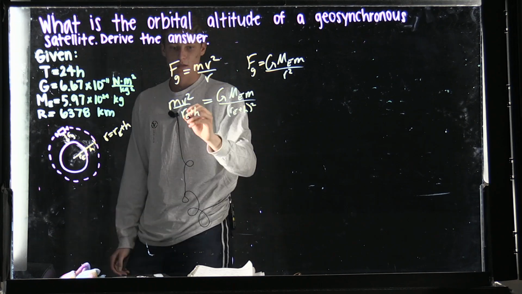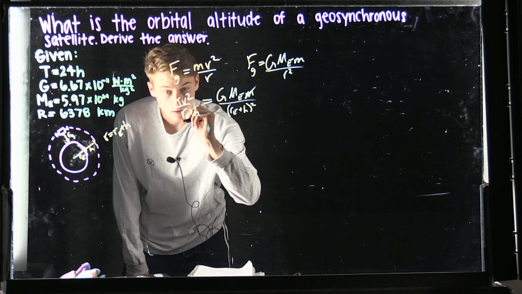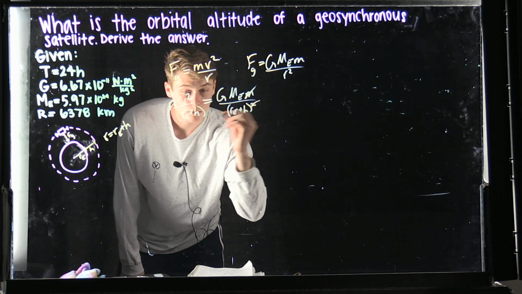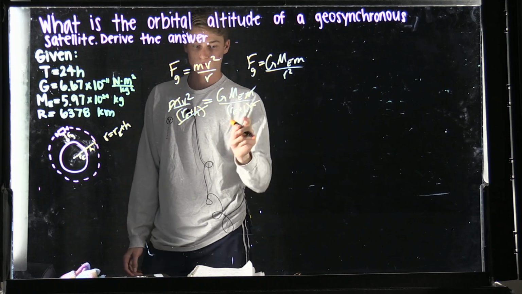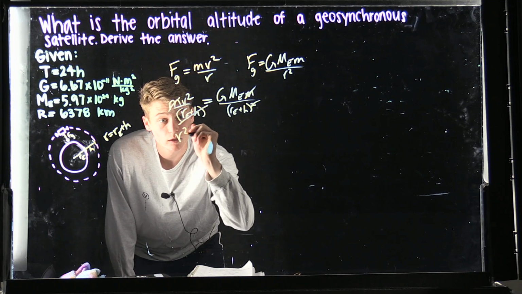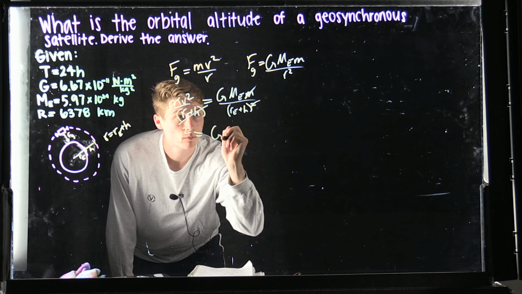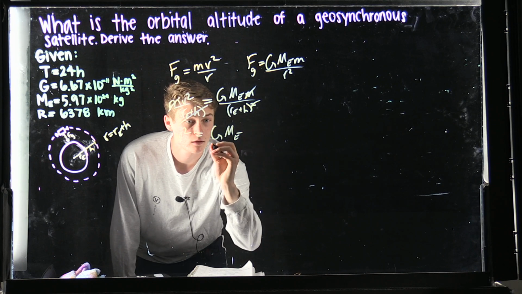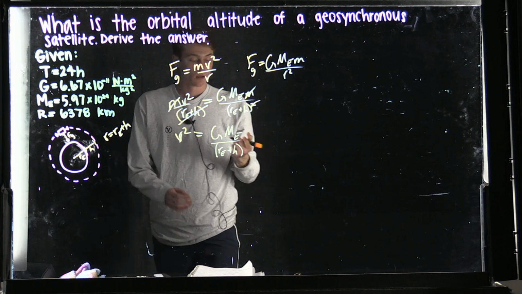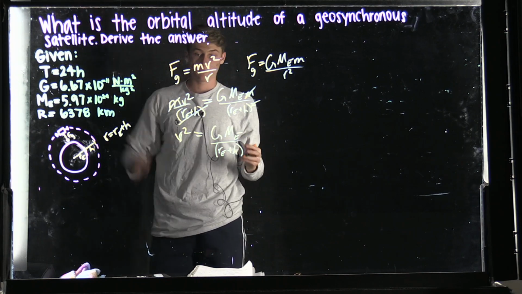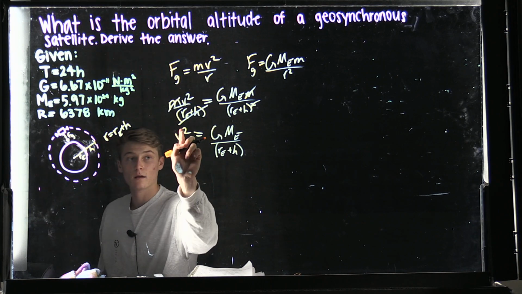And as you can see, some of these values cancel out. The mass of the satellite cancels, and then this radius over here cancels, and this squared cancels, because if you multiplied this over, it would cancel out one of those. And we're left with v squared equals big G times mass of the Earth over radius of the Earth plus h.